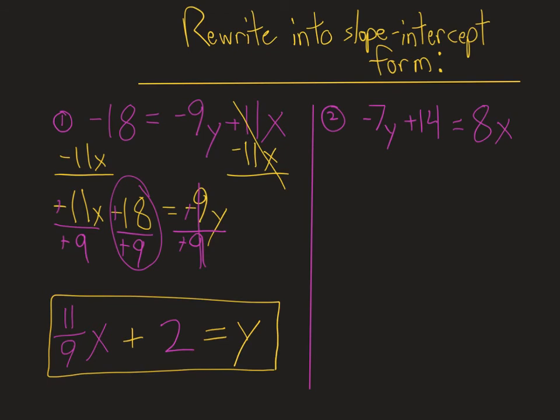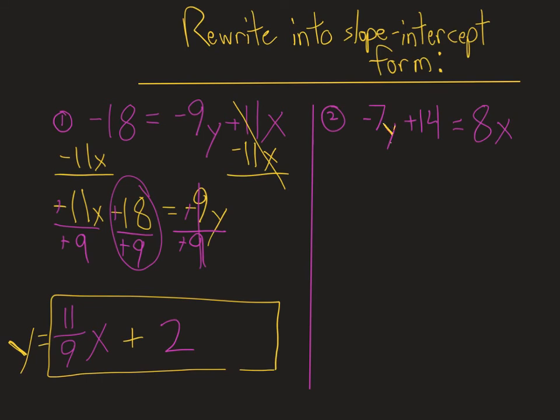Remember, the y can be on the left or the right, so if it makes you happy, feel free to put the y on the other side. It looks more traditionally like you'd expect to see it. Doesn't matter. It's slope-intercept either way. All right, problem number 2.